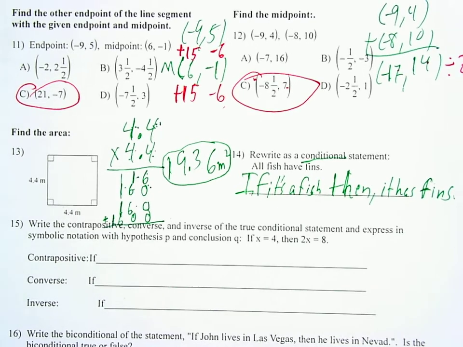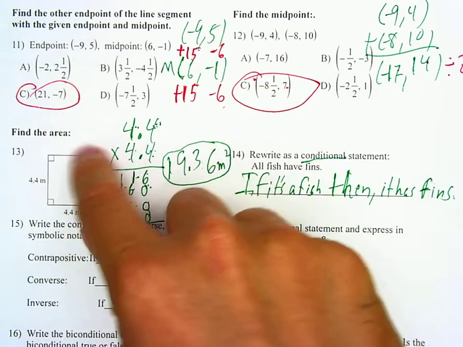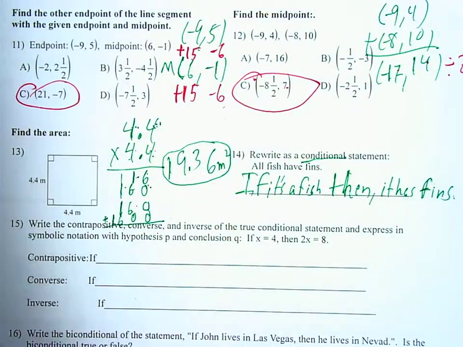And I don't know if that's a real true statement or not. Sometimes these conditional statements are true, sometimes they're not. The majority of fish do have fins, though, so the majority of the time that's a true statement. Anyway, so 5 points each on each of these: 5, 10, 15, 20.